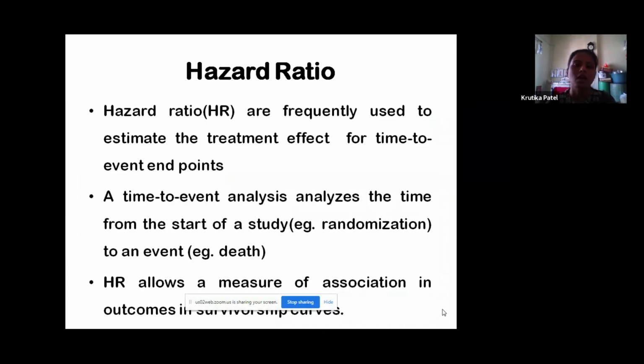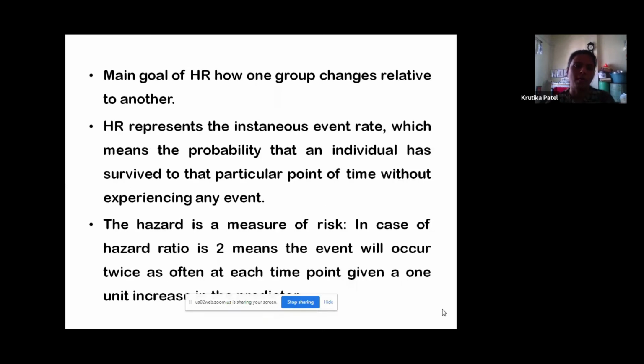Then we can discuss another test, hazard ratio. Hazard ratios are frequently used to estimate the treatment effect for time to event endpoints. A time to event analysis analyzes the time from the start of the study, for example randomization in a study, to an event, for example death. Hazard ratio allows a measure of association in outcome in survival curves. The main goal of hazard ratio is how one group changes relative to another.